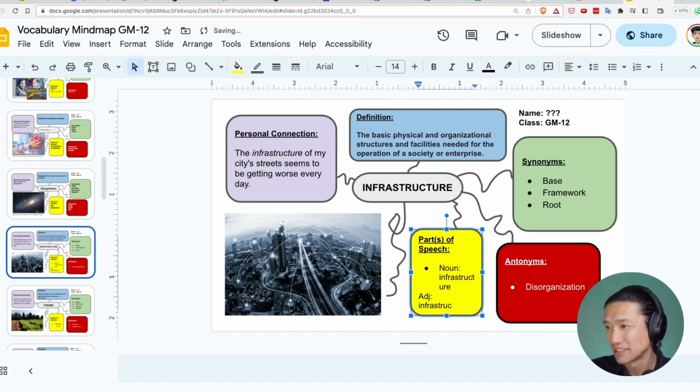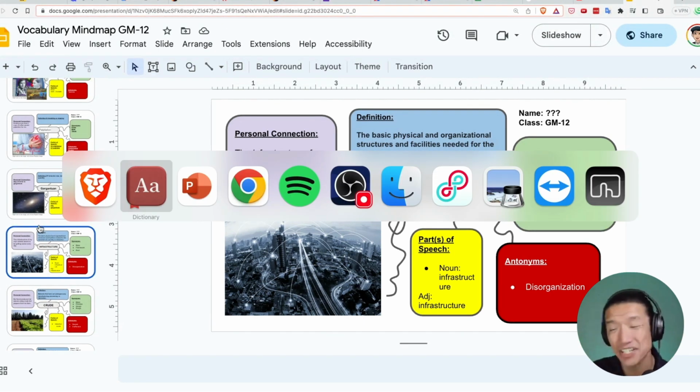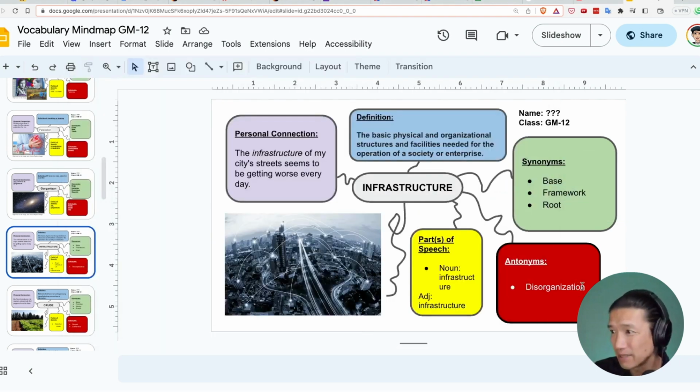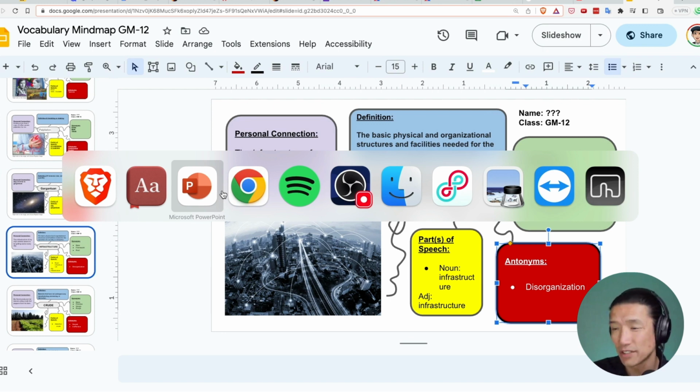Structural. Okay, so think about infra. What does that word mean? What does structure mean? Like a structure, like a building, like a shape, like an organization. If you don't have an infrastructure in your life, we can use that analogy.